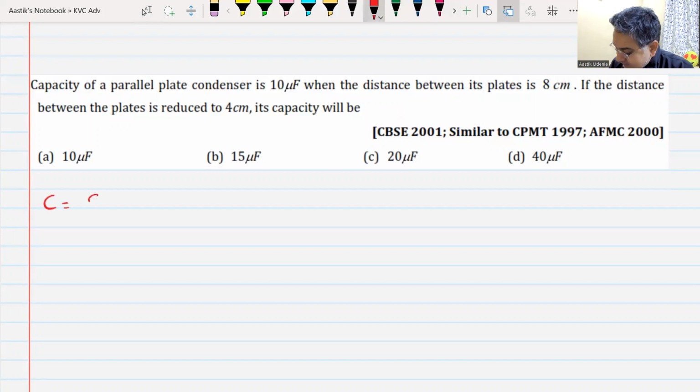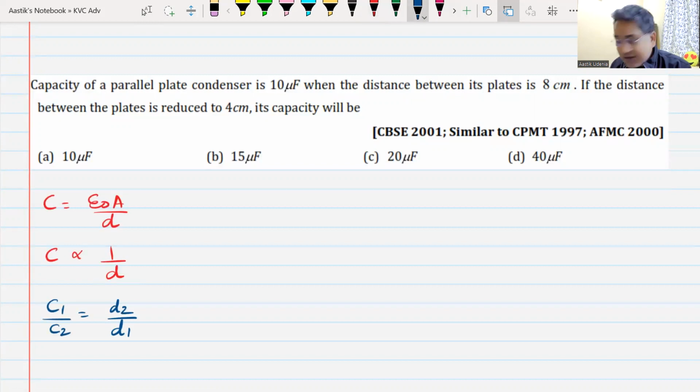We know capacitance is epsilon naught A by d. Yes or no? So capacitance is inversely proportional to d. So I can write C1 by C2 will be equal to d2 by d1. Yes or no? Distance is made half, so capacitance will become 2 times. The correct answer will be 20 microfarad. We understand this. Yes or no? Do we understand this?